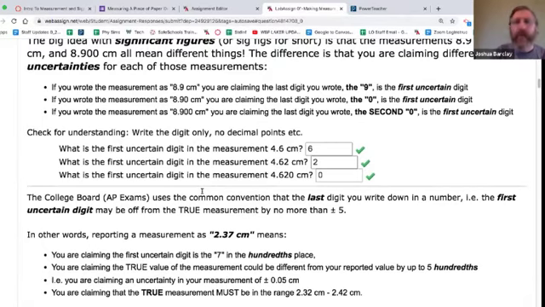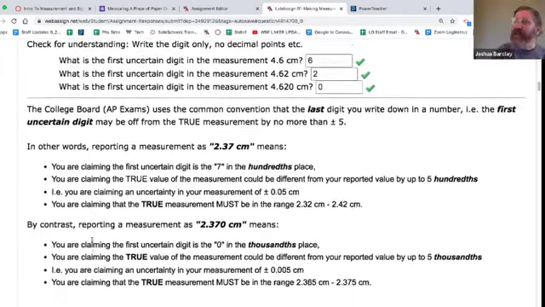Any questions on that part, what the uncertain digit is? Simple way to say it is, the uncertain digit is the blank one you write down. Can anybody help me with that? The uncertain digit is the blank one you write down. The last one. The last one you write down, that's all it is. Okay, now let's go to the next step.